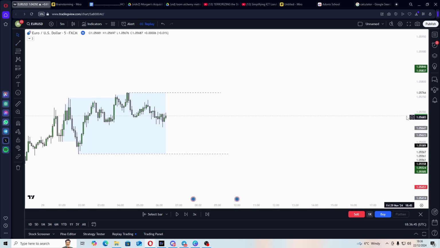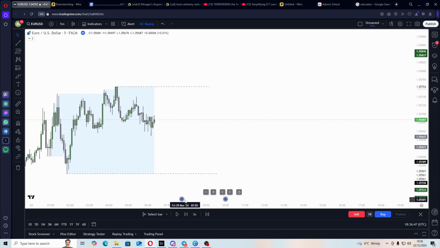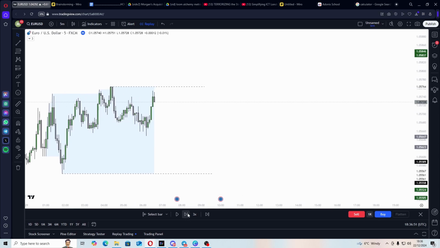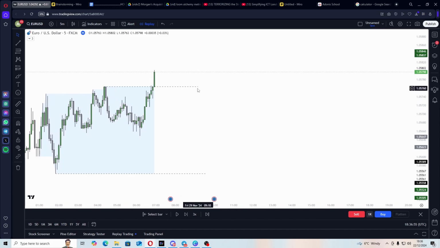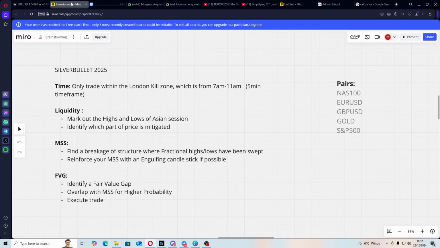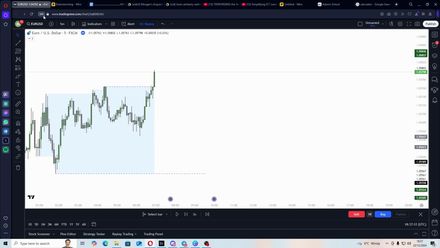Once you mark out the highs and the lows, what you need to do next is find out if market is going to sweep the highs or the lows. So you play price forward or wait for it to go either up or down. Once it mitigates one of these areas, like it just did here, like it mitigated the highs, all we need to do is find the break of structure, which is right here. Find the break of structure where fractional highs and lows have been swept. We can also reinforce this market structure shift with an engulfing candlestick to make the win more probable.